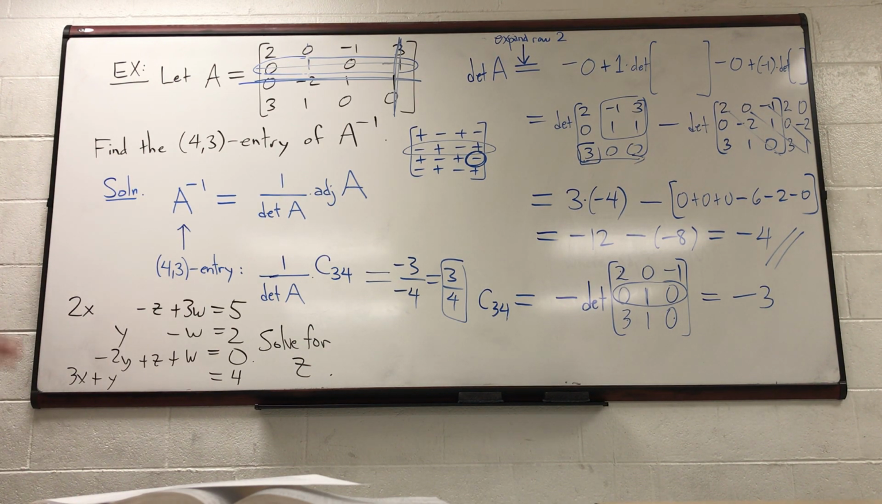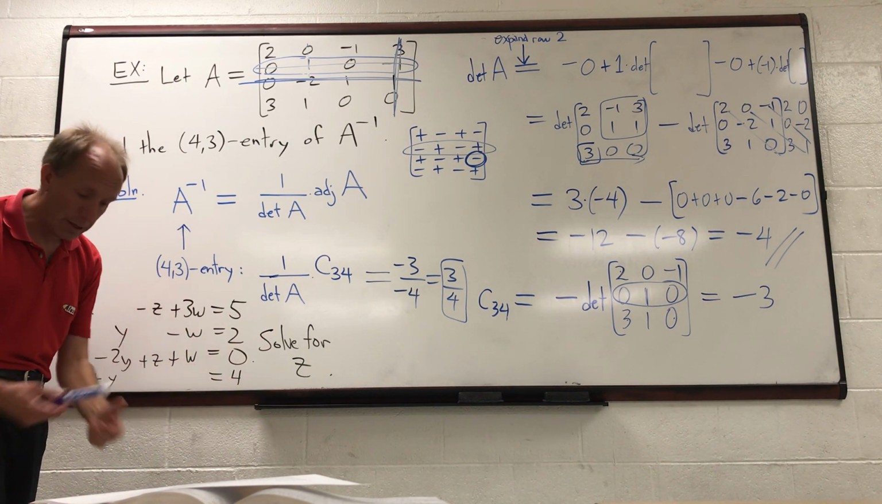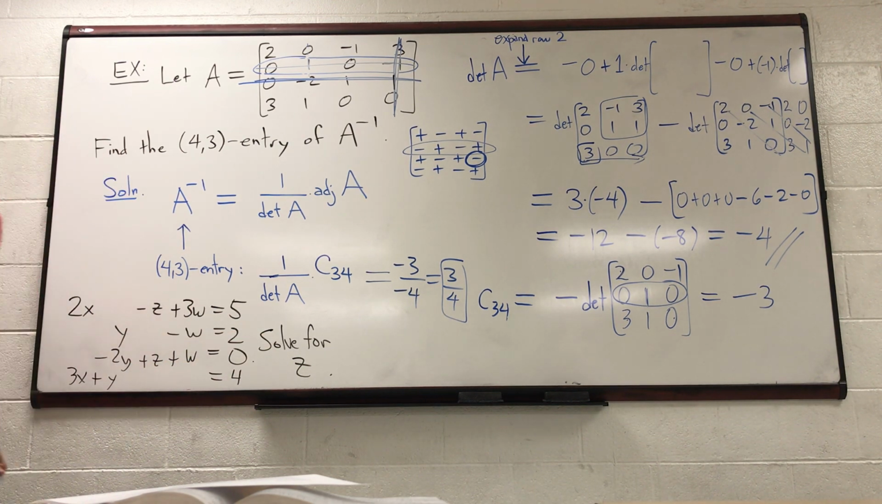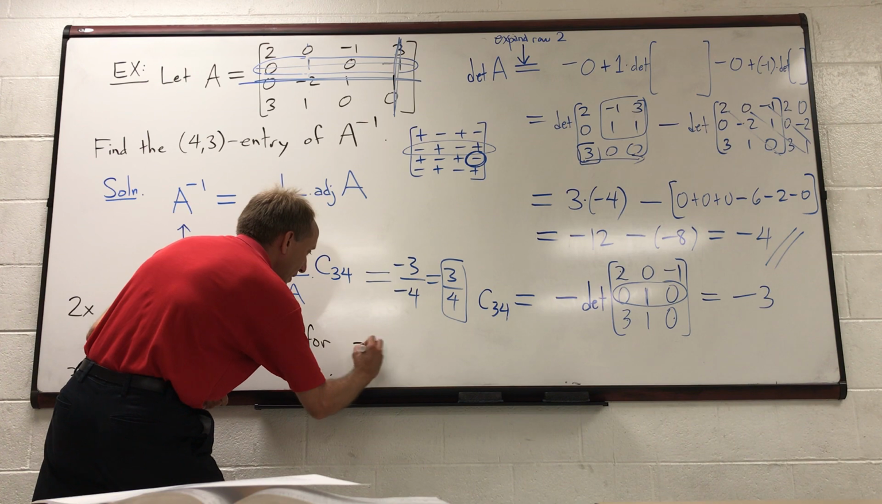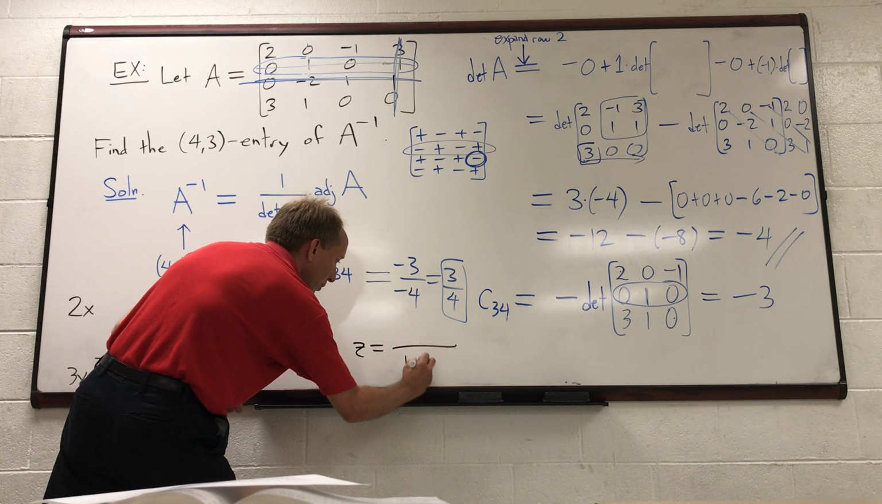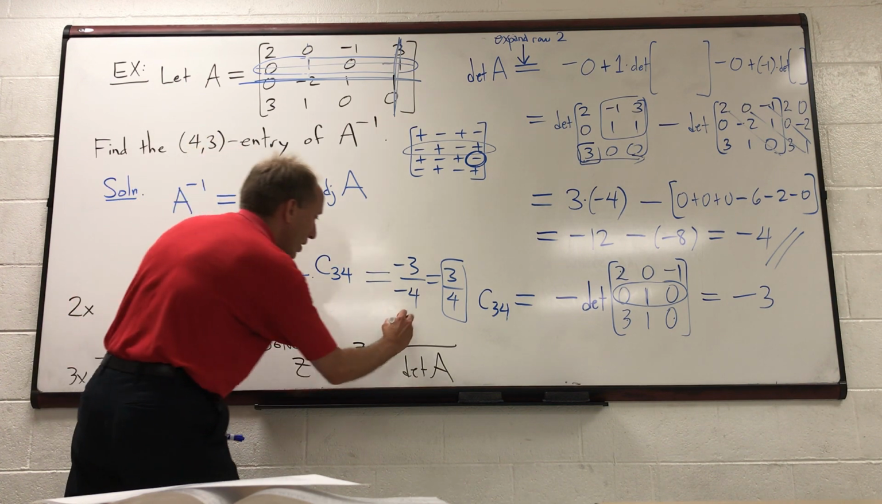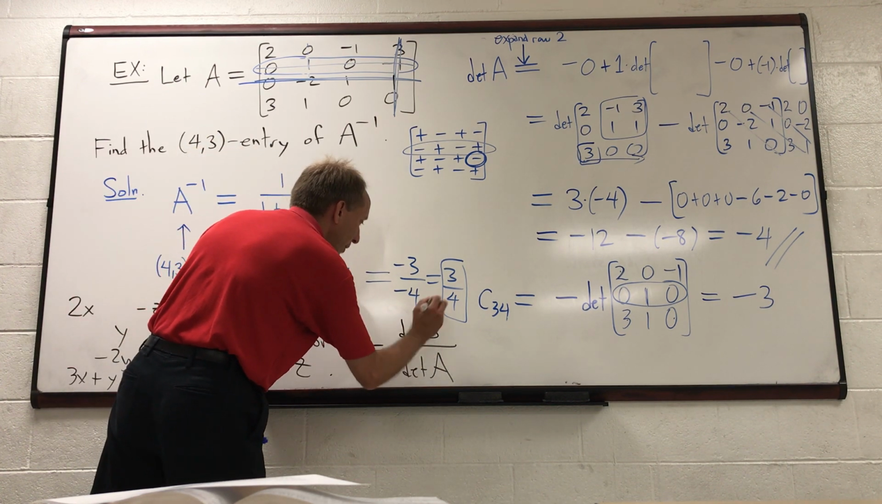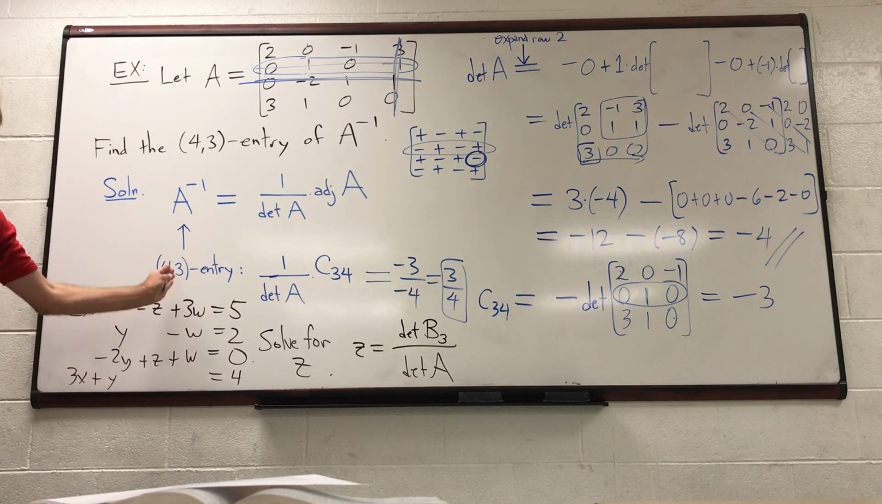And I'm not asking you for the whole solution. I'm just saying, tell me what z is. So what would you use to solve that problem? Cramer's rule. Exactly. You would just use Cramer's rule, and you would simply say that z is equal to the determinant of A on the bottom, which we already know. And then on top, we would put the determinant of what I would call B3. The third variable is the z variable.